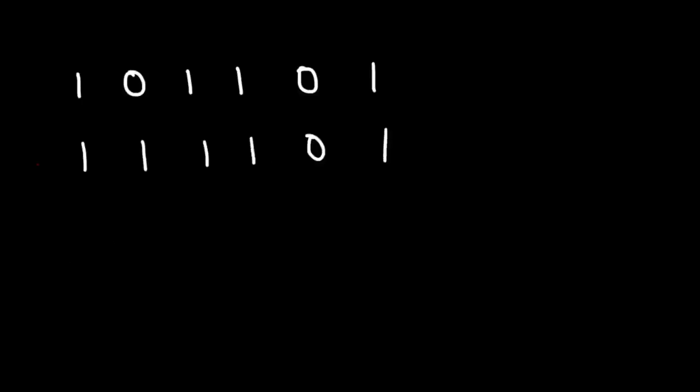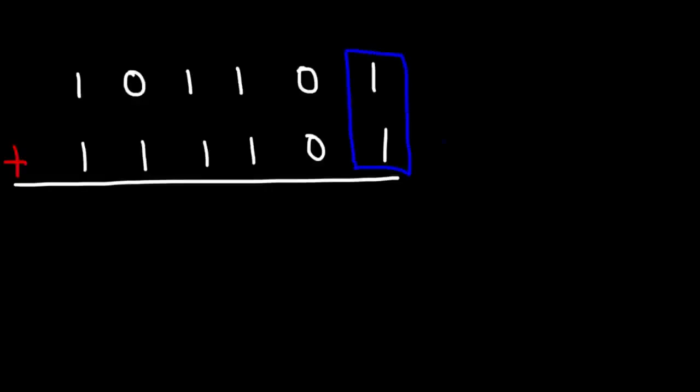So go ahead and add these numbers. Feel free to take a minute, pause the video, and work on this example problem. So let's start from the first column on the right side and work our way towards the left. 1 plus 1, we know that it's going to give us 0, but we need to carry over a 1 to the next column.